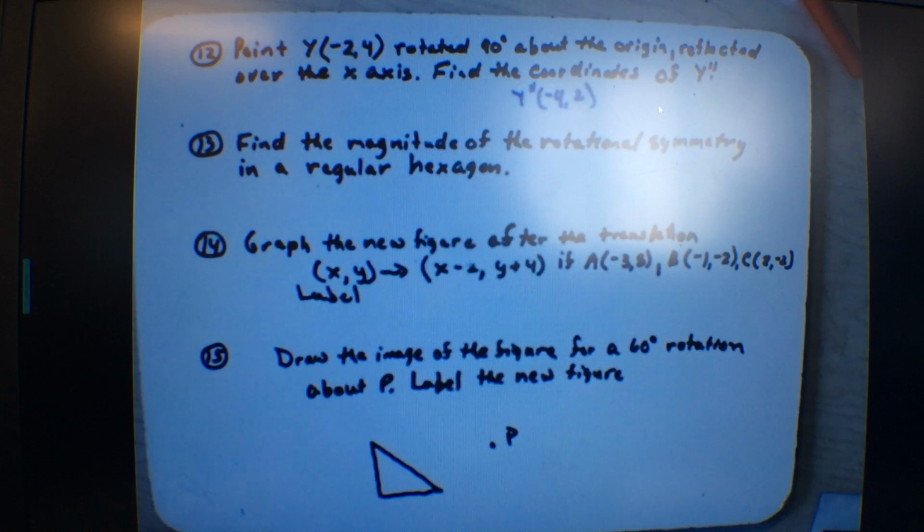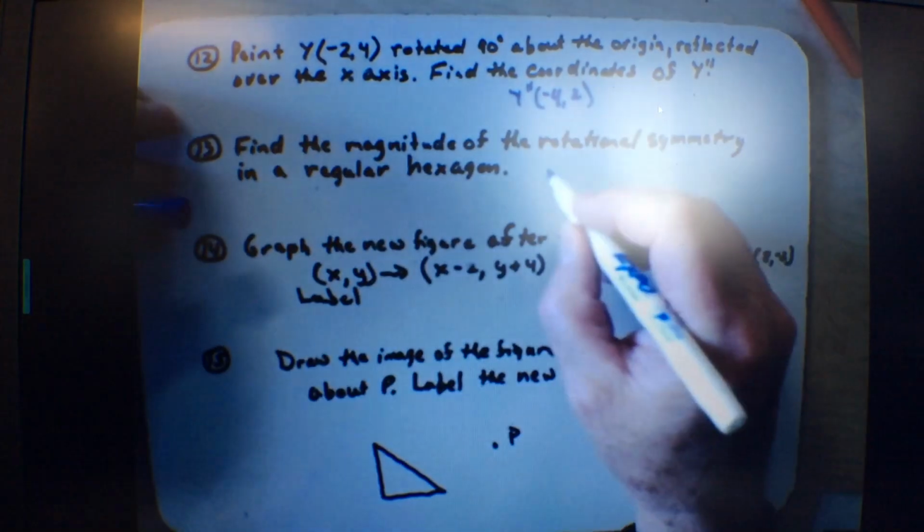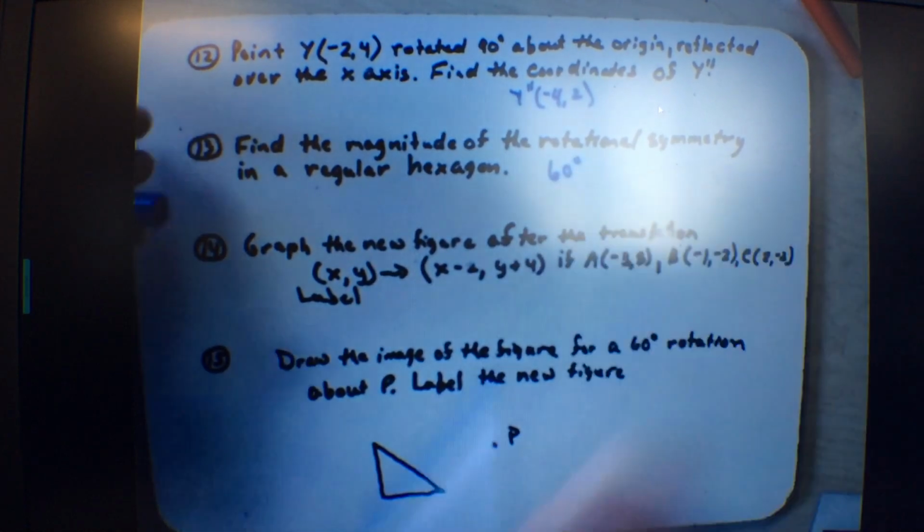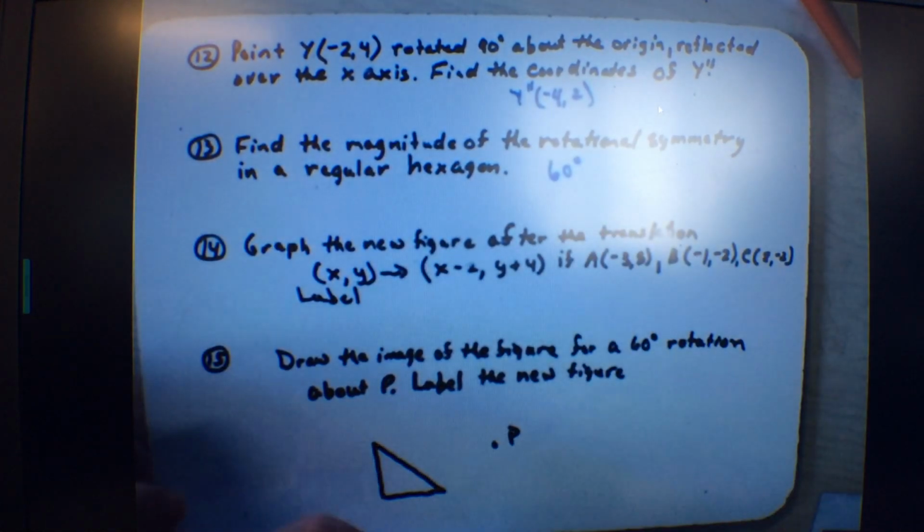All right, 13, find the magnitude of the rotational symmetry in a regular hexagon. It's 360 divided by 6. I'm hearing 60 degrees. Okay, what's the order of that? 6. The order of symmetry is 6. The magnitude is 60 degrees. Rotate 6 times and be the same.